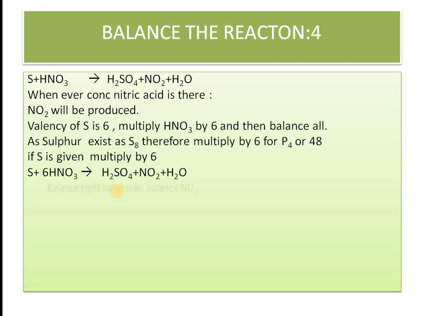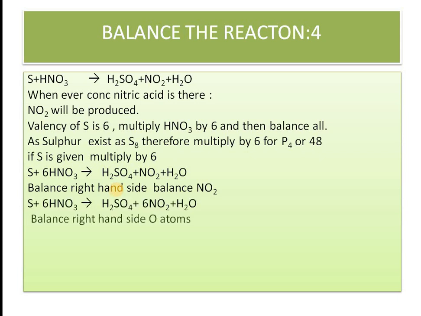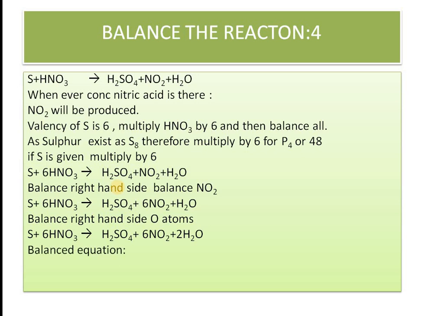Now you just see, sulfur plus 6 HNO3 gives rise to, then balancing nitrogen, you balance 6 nitrogen on the left hand side, multiply by 6 NO2. So that's balanced now. Oxygen and hydrogen you can balance at the last. So you will get the balanced chemical equation. And ultimately we should write that HNO3 is concentrated. This is a reaction for 10th class, a very important reaction.